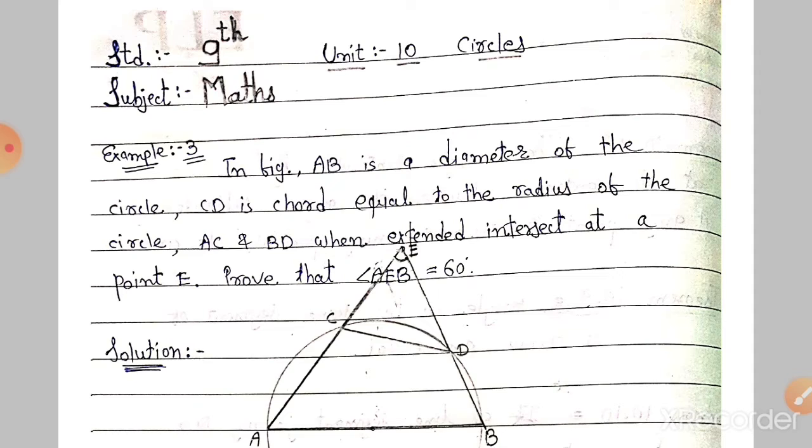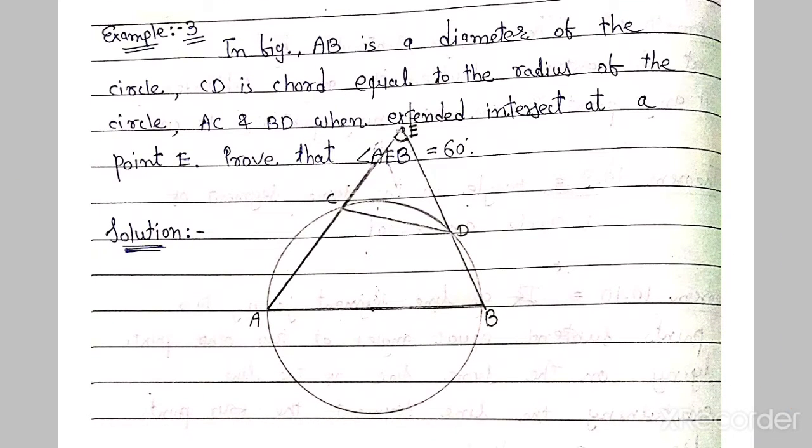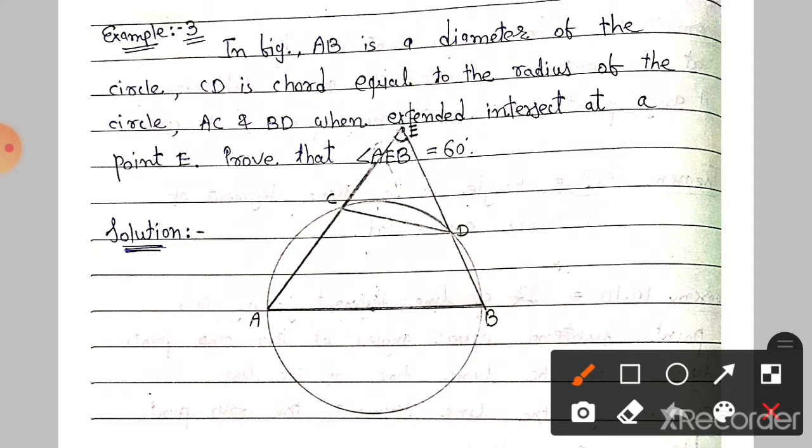Now read the question. In the figure, AB is a diameter of the circle, CD is a chord equal to the radius of the circle, AC and BD when extended intersect at a point E. Prove that angle AEB is equal to 60 degrees. So let's understand the figure first. Correct, students? In the question, AB is a diameter.